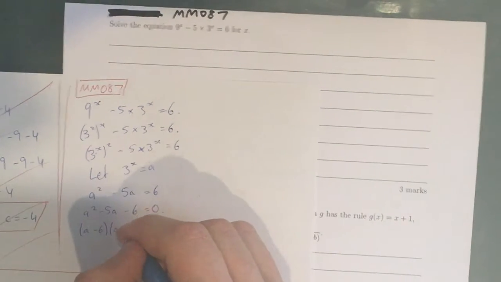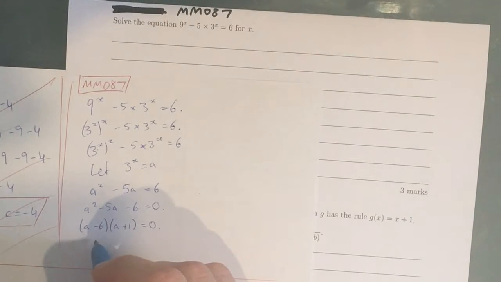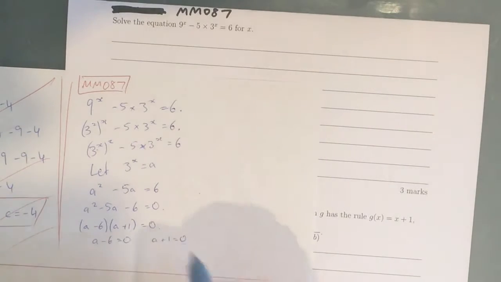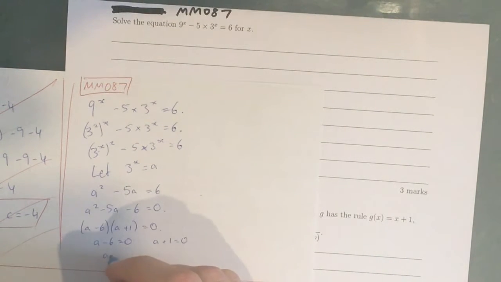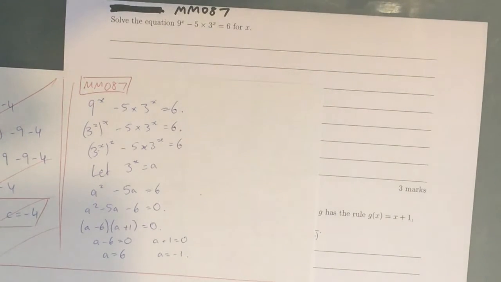Sorry, a plus 1. From there, we actually get a minus 6 equals 0 and a plus 1 equals 0 because of our null factor law. Which means that a equals 6 and a equals negative 1. Awesome. However, that is not our final answer.